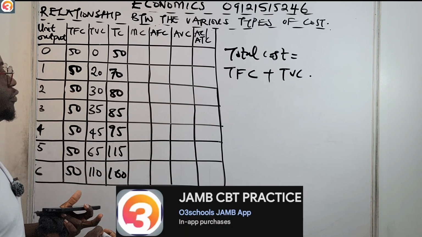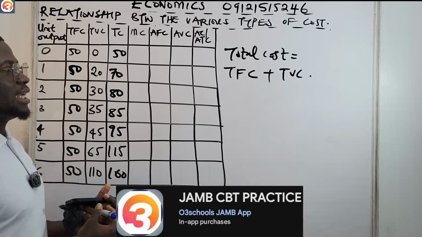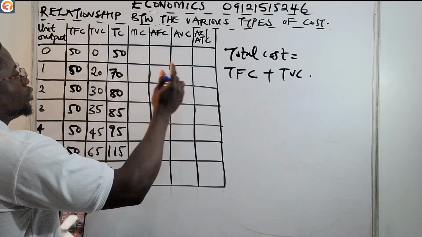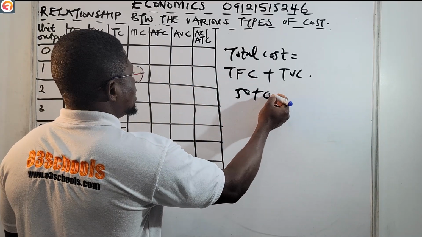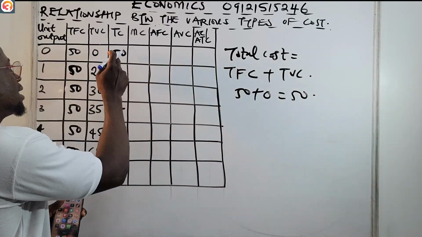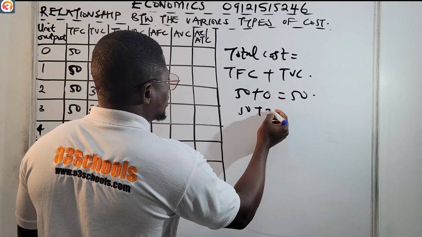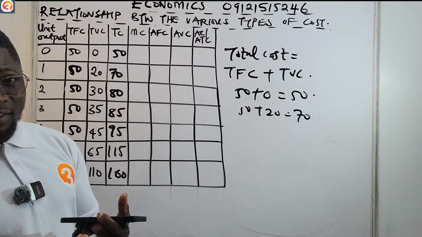Okay, so we have our values for total cost, because we have gotten it from our formula here. The total cost is TFC plus TVC. For the first one, TFC was 50. TVC was 0. 50 plus 0 is 50. That's how we got this 50 here. We're good, right? Then 50 plus 20, we got that 70 like that. So I hope that one is very, very clear.